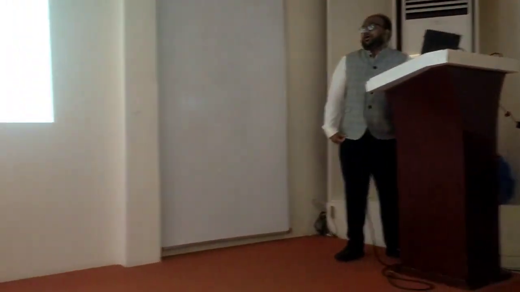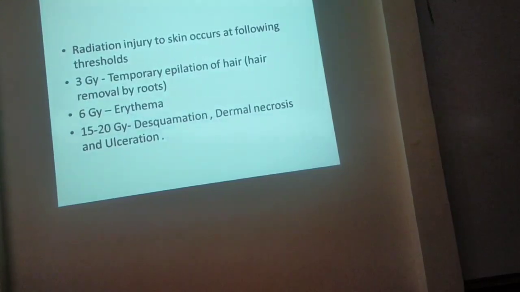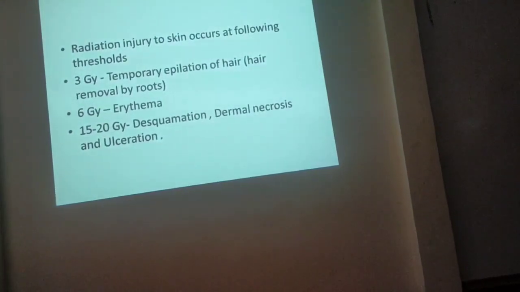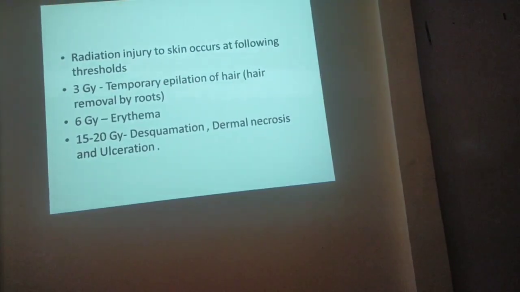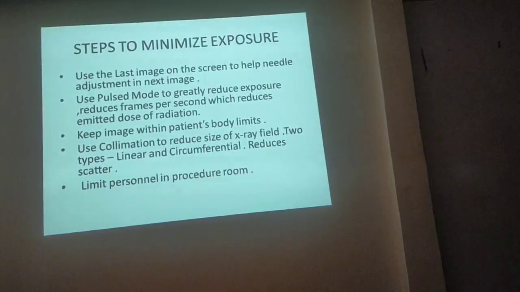Typically, skin absorbs radiation at the rate of 2 to 5 rads per minute. Radiation injury to skin occurs at the following thresholds. For 3 Grays of exposure, you can get temporary epilation, or hair removal. Up to 6 Grays, you can see erythema, and then up to 20 Grays, you see desquamation, dermal necrosis, and ulceration. So, what are the steps we can use to minimize exposure?